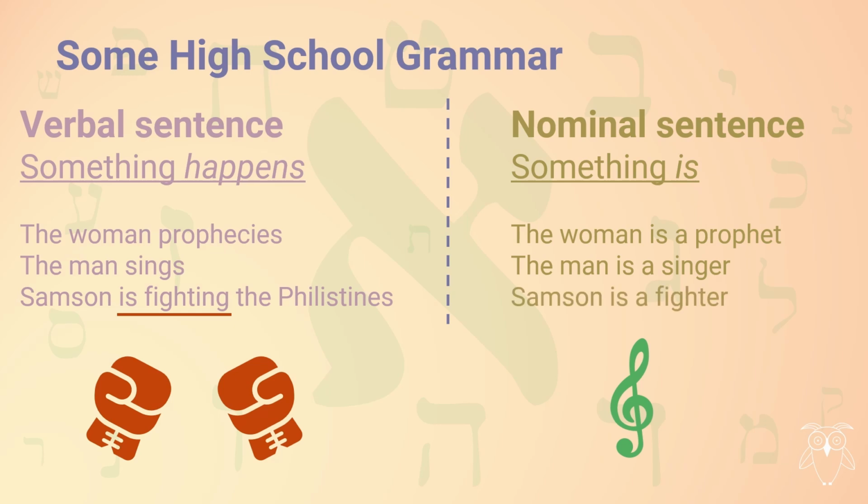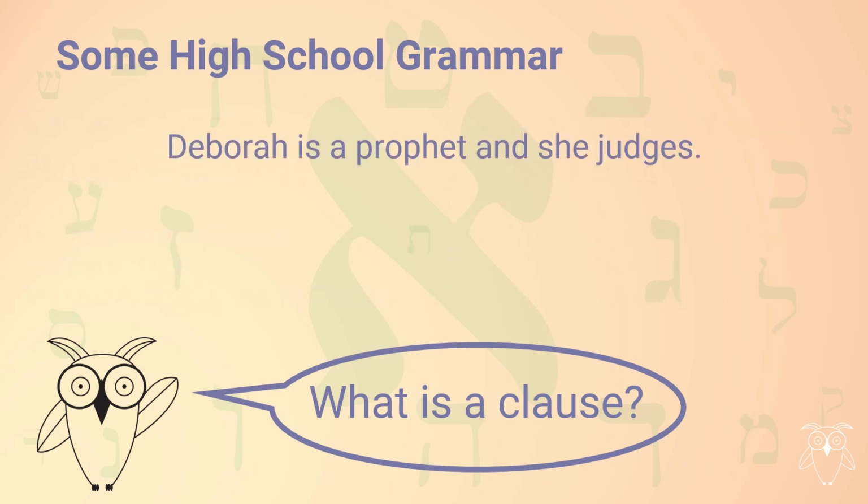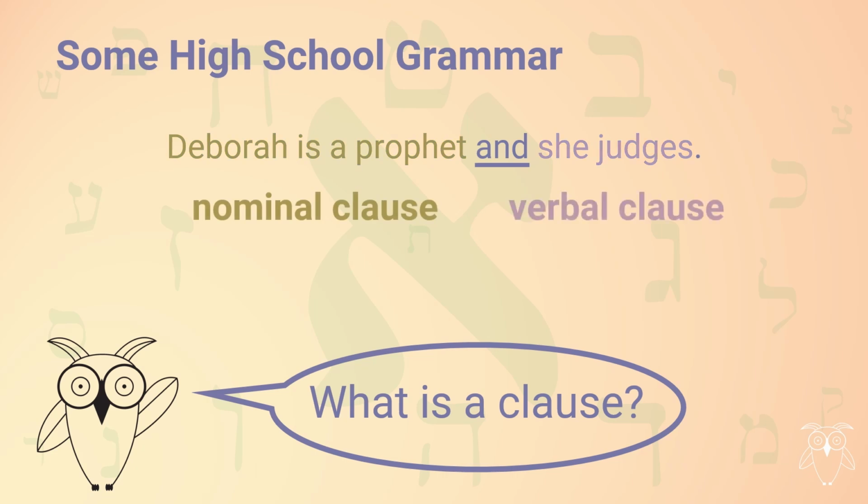Now to take this one tiny step further, let's look at what a clause is. All examples so far have been simple sentences that consist of one clause. Now let's combine two clauses into a composite sentence. Deborah is a prophet and she judges. One sentence and two clauses combined by the word "and." The first clause is a, say it with me, nominal clause, and the second clause is a verbal clause. Now I could make this more complicated, but I think for now we've seen enough.